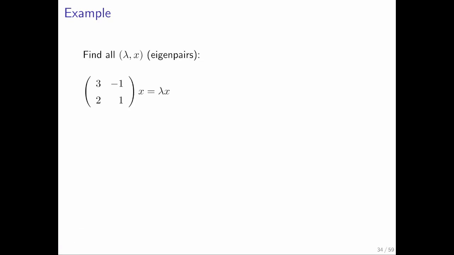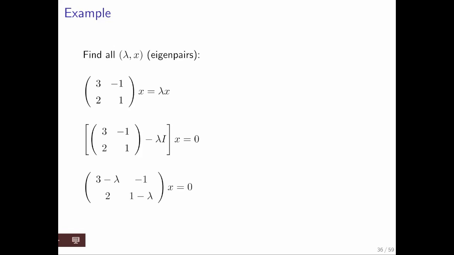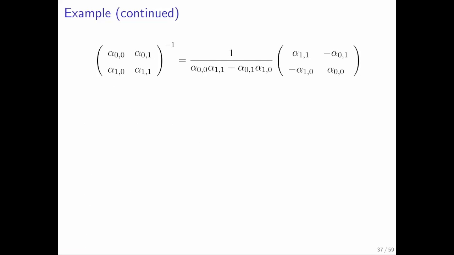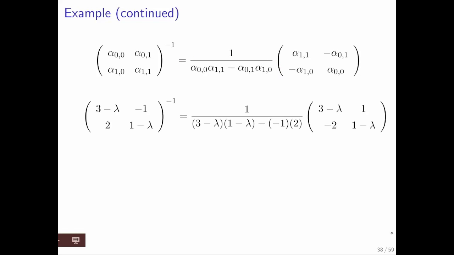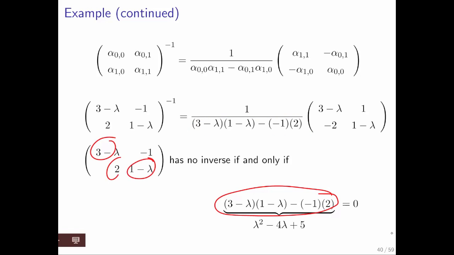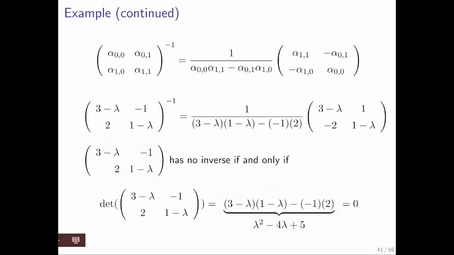Let's do another example. Again, it's a 2 by 2 matrix. We should be able to go through the same procedure. We subtract off lambda from the diagonal. We recall that we need to look for the determinant of the matrix. So for this, that is the determinant. That times that minus this times that. That we call the determinant of that matrix.